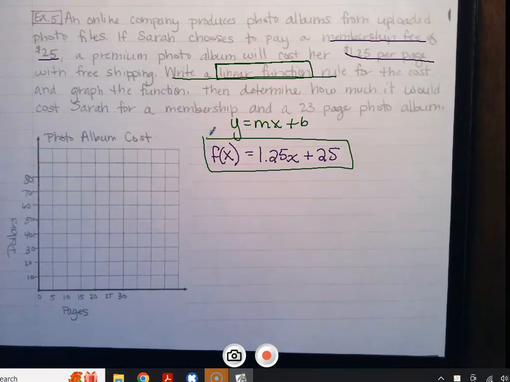So where am I going to put my first point on the graph? At 25. Okay. And that slope of 1.25 kind of stinks. So how could we change that where we could graph it a little bit easier? We could change it to a fraction. What would that be as a fraction? 5/4. Okay, so that would be equals 5/4 x plus 25. That works.